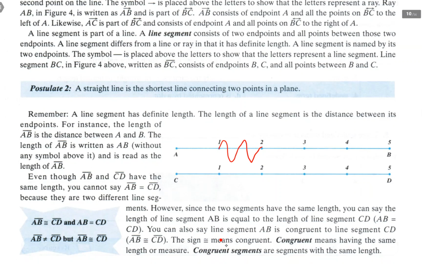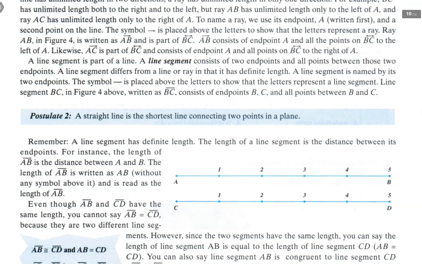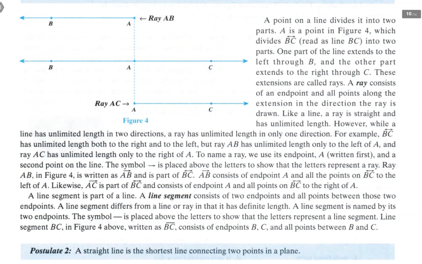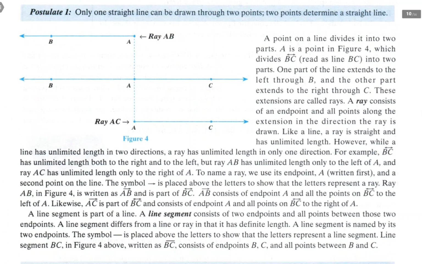Anything other than a straight line is going to be a longer distance. So if I want to find the shortest distance between 2 points, draw a straight line from one point to the next, and then measure that distance, and that is the shortest distance. That's postulate 2. Now let's go over some definitions that you find on page 5.